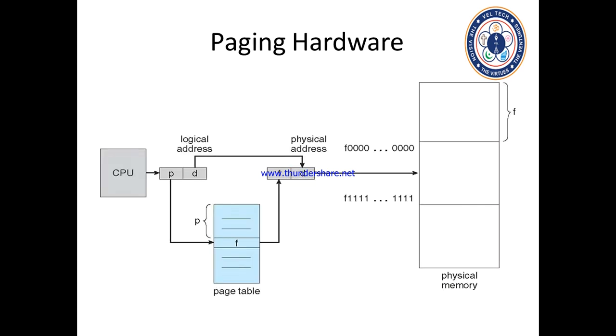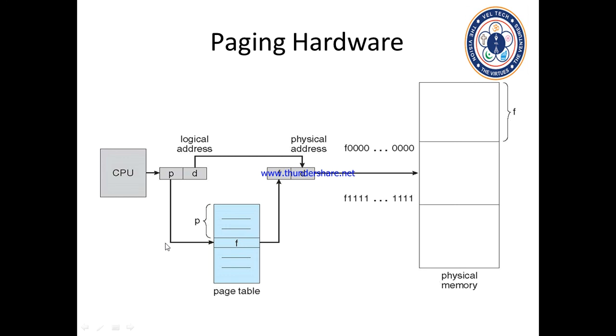So this is the basic hardware implementation of paging. Whenever the CPU generates the address, that is the logical address of a particular process, it is divided into two parts: one is the page number and another one is the offset. When the page number is generated, it has to be looked up in the page table to find in which frame this page resides. The corresponding frame number is generated and combined with the offset of the logical address, and it derives the address in the main memory, that is, the physical memory.